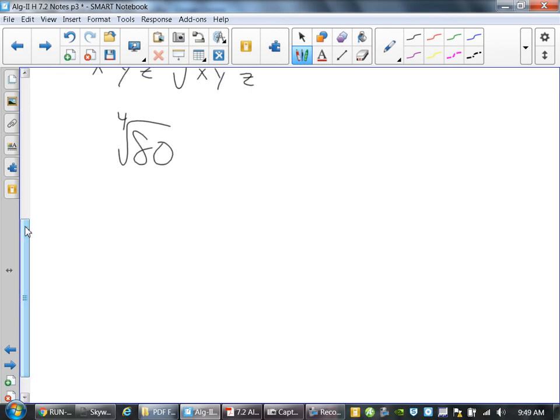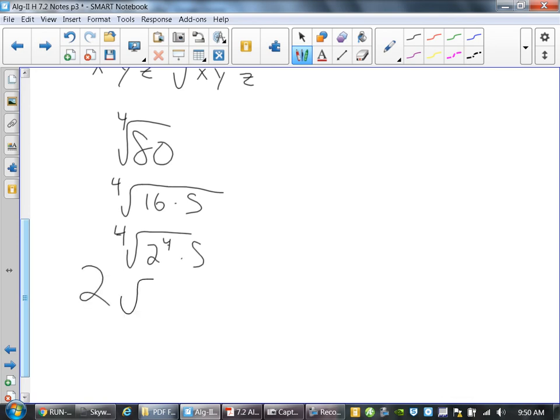What you were doing here is 80 can be rewritten as 16 times 5, where you have the 4th root, and 16 is 2 to the 4th. 4 goes in, how many of them can come out? 1 comes out, and what are you left with? 4th root 5. Yeah. And that's the idea.